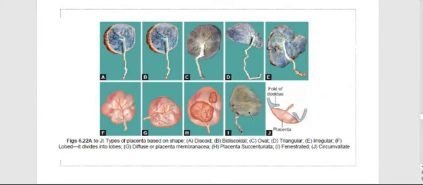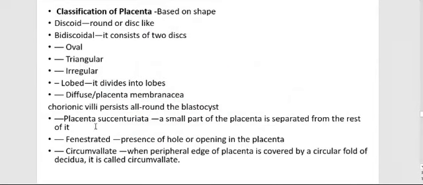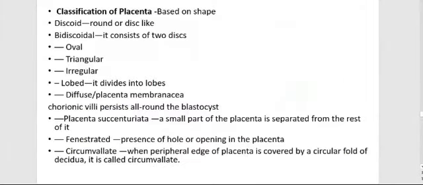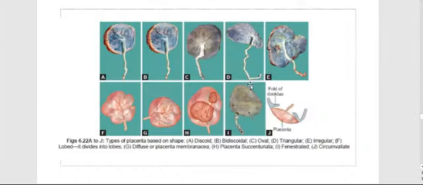You're welcome. So we can also have placenta succenturiata. This one is a small part of the placenta that is just separated from the rest. So this one here, a small part is just separated from the rest. Then we can also have a fenestrated one, meaning there's a hole, which is not supposed to be there. So this one here has a hole. I don't know, during development, some anomaly could have occurred.